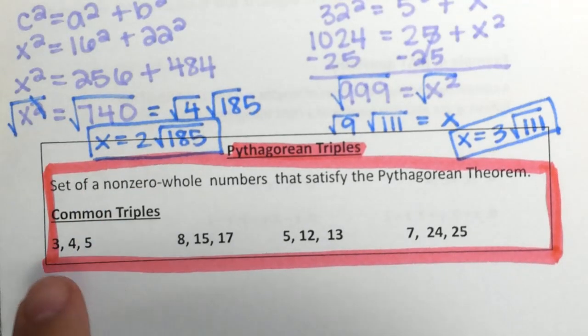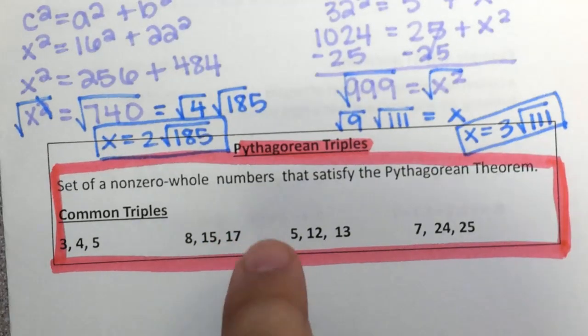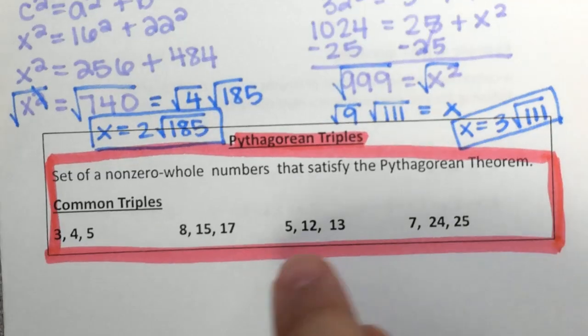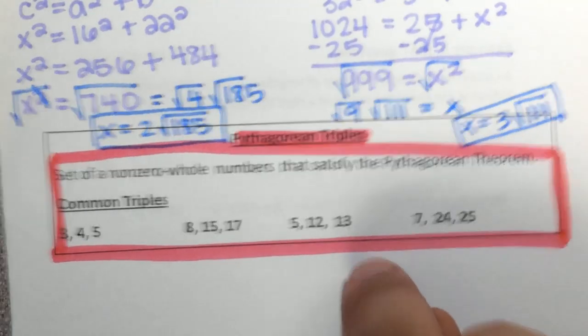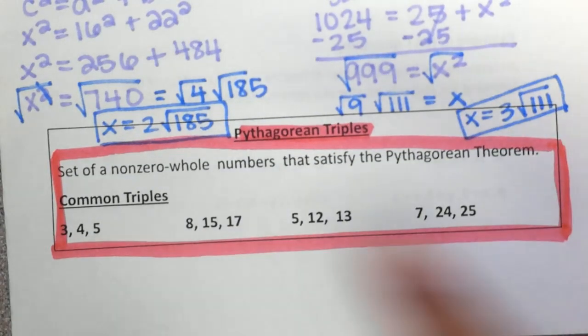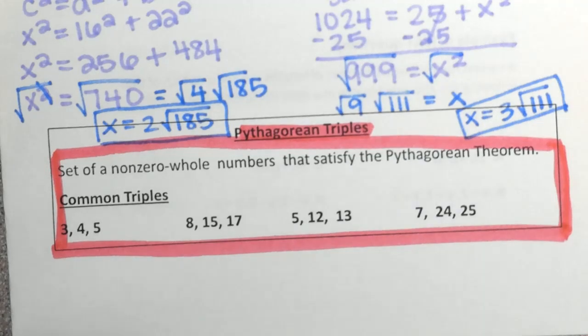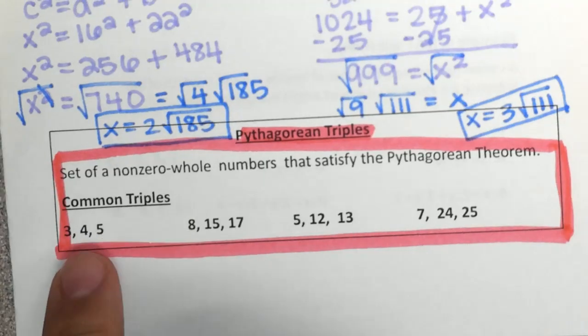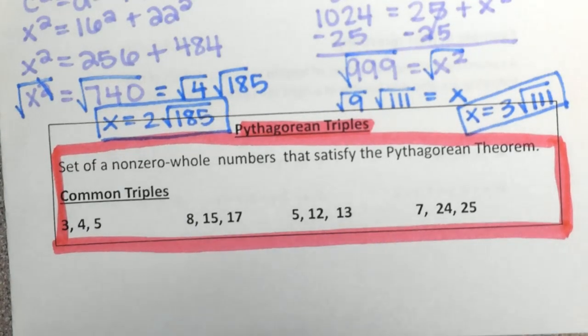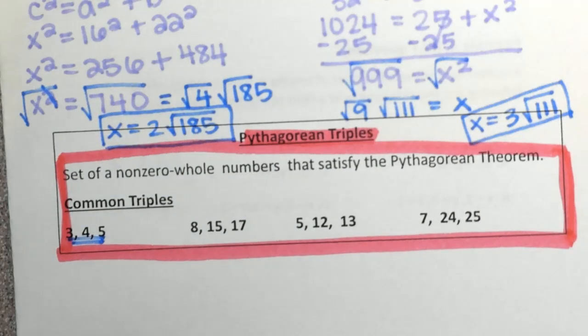So what this means is 3 squared plus 4 squared equals 5 squared. 8 squared plus 15 squared is 17 squared. 5 squared plus 12 squared is 13 squared. And then 7 squared plus 24 squared is 25 squared. All of these are true because of the Pythagorean theorem. Now, I really need you to memorize the first one. It's 3, 4, 5. If you have a triangle that has 3 and 4, the hypotenuse will be 5.